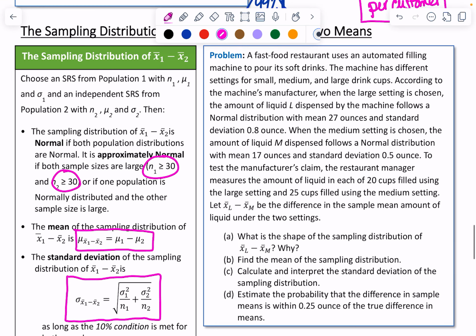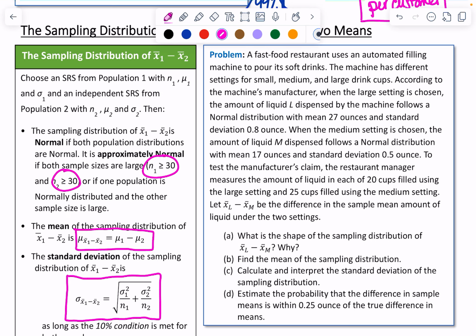All right. A fast food restaurant uses an automated filling machine to pour soft drinks. The machine has different settings for small, medium, and large drink cups. According to the manufacturer, when the large setting is chosen, an amount of liquid, L, dispensed by the machine follows a normal distribution with a mean of 27 ounces and standard deviation 0.8 ounce. When the medium setting is chosen, the amount of liquid, M, dispensed follows a normal distribution with a mean of 17 and a standard deviation of 0.5 ounce. To test the claim, the restaurant manager measures the amount of liquid in each of 20 cups filled using the large setting and 25 cups filled using the medium setting. Let X bar L minus X bar M be the difference in sample mean amounts of liquid under the two settings. That's a lot.